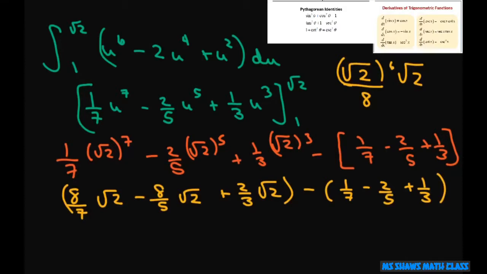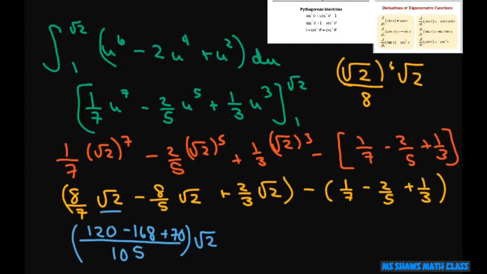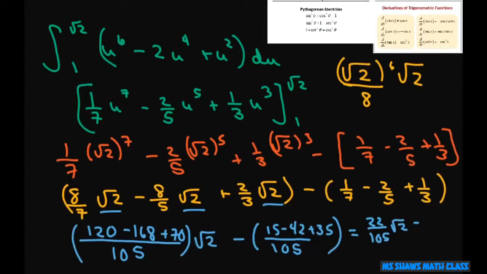Now your common denominator in all of this is going to be 105. And when you do that, you're going to get 120 minus 168 plus 70. And I'm pulling out the square root of 2. So I took these square root of 2's and just pulled them out and did the common denominator. Minus, and we have 105 again. And this is going to end up being 15 minus 42 plus 35. And that simplifies to 22 divided by 105 square root of 2 minus 8 divided by 105.